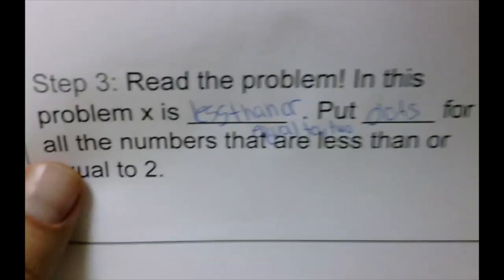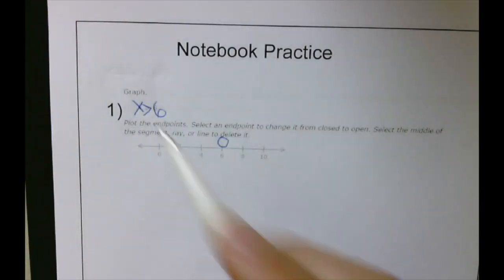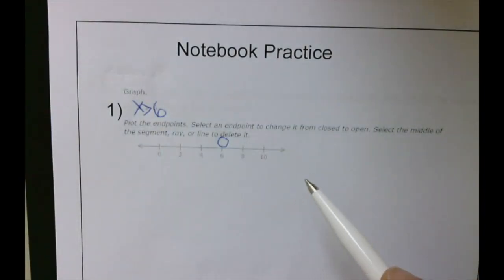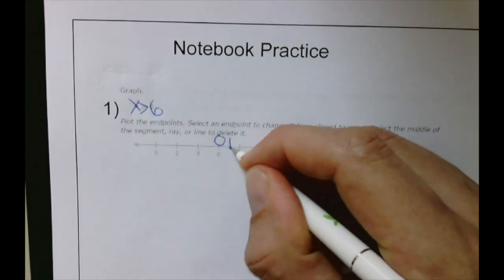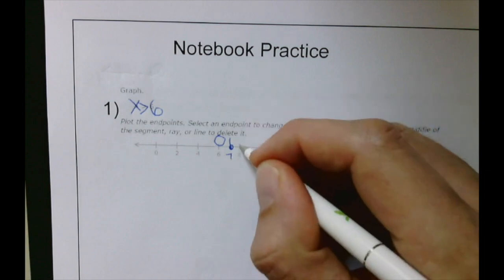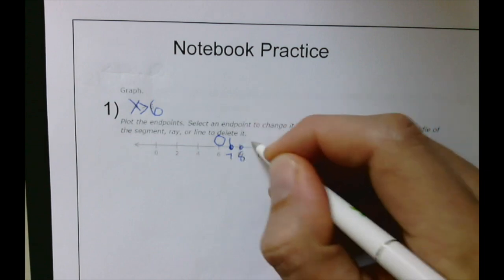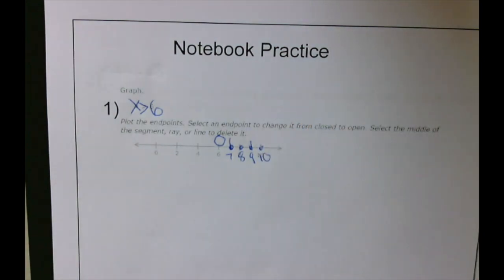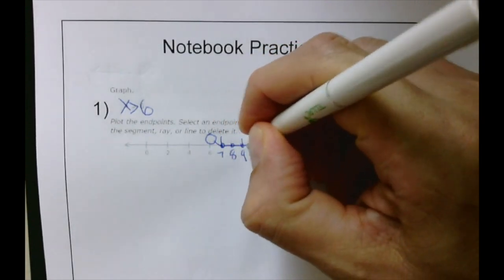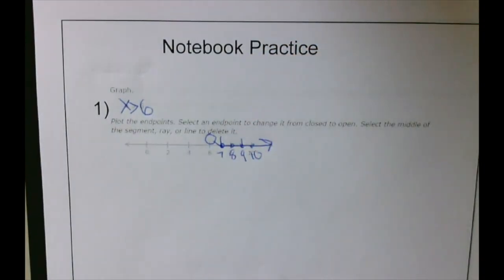Step 3. Read the problem. In this problem, x is greater than 6. Put dots for all the numbers that are greater than 6. So I want to think in my mind of solutions that are greater than 6. I know 7 is greater than 6. I know 8 is greater than 6. I know 9 is greater than 6. And so is 10. Finally, we want to connect our dots and draw an arrow after. And there's our solution.